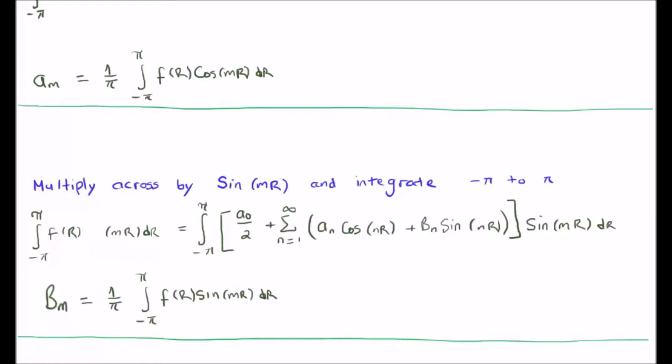Now, in order to do the b sub n's, we do something similar. I'm not going to do it in the same detail. We multiply across by sine mr, and we integrate over the same interval, minus pi to pi. This is going to result in a sine squared, which we know integrates to pi along that particular interval. And we get that b sub m is equal to 1 over pi, the integral of f of r sine of mr dr. So it's very similar to the a sub m's, or the a sub n's. Just to remind you again, because I think it's important, the r is nothing but a dummy variable instead of t, which we use inside the integrals, as it is in fact good practice.